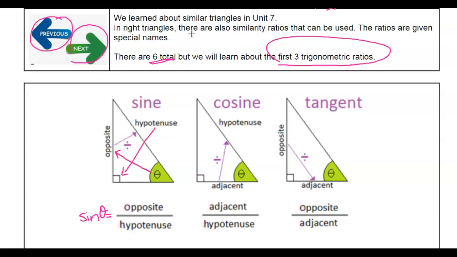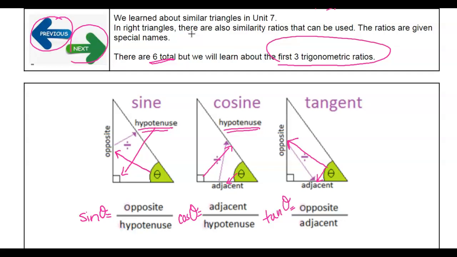So let's look at cosine. Cosine of our angle is equal to the adjacent side over the hypotenuse. Adjacent means right next to, okay? Notice it is next to 2 sides, but the side across from the right angle always has to be the hypotenuse. So the hypotenuse will never be labeled as adjacent or opposite, okay? And then the third trig ratio is called tangent, and that's equal to the opposite side divided by the adjacent side. Notice the hypotenuse is not mentioned at all, okay?